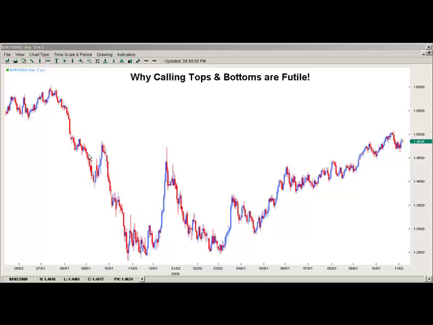Why calling tops and bottoms is just futile. It's easy to see things when we see a trend unfold. Things look obvious, but the problem is when a trend is forming, you only have part of the chart.